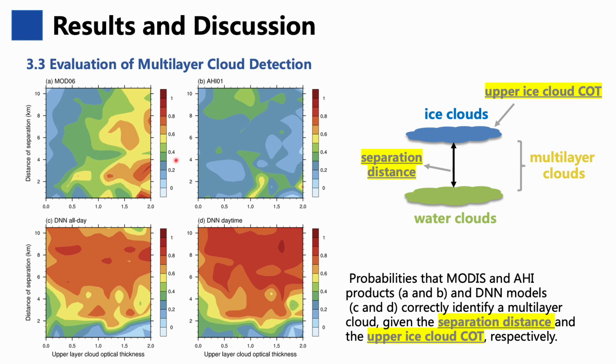However, the multi-layer cloud detection results from the AHI product weakly depend on both the upper layer COT and separation distance. In Figure C and Figure D, the two models show similar characteristics: the probability of multi-layer cloud detection depends little on the upper layer COT when the separation distance is larger than 4 kilometers. Multi-layer clouds could be detected by DNN models with stable results.